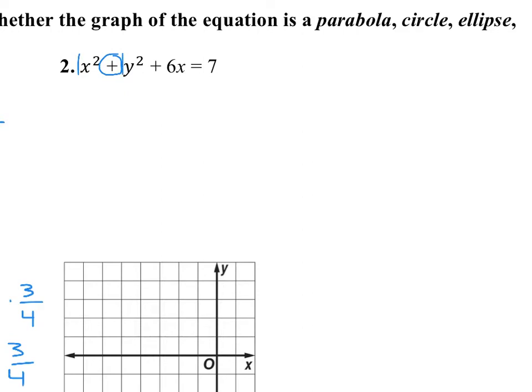Okay, so I need to put this in standard form. I'm going to put the x's together first and leave a gap. I'm going to put the y's together. And we don't have to complete the square for y because there's no y to the first power. So I'm only going to complete the square for the x. Take 6 divided by 2, that's 3. And square 3, you get 9. Add 9 to the other side.